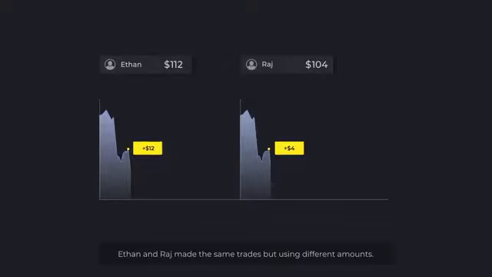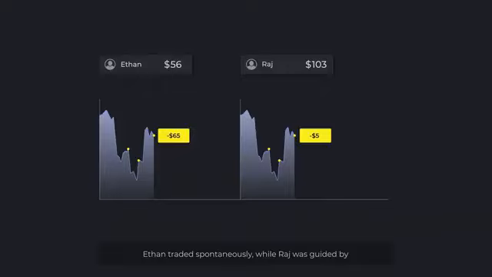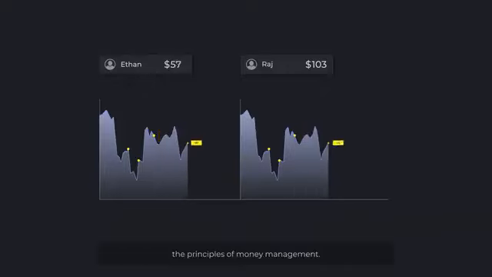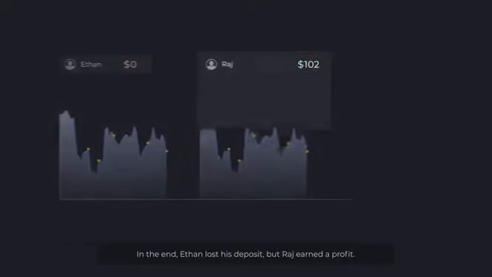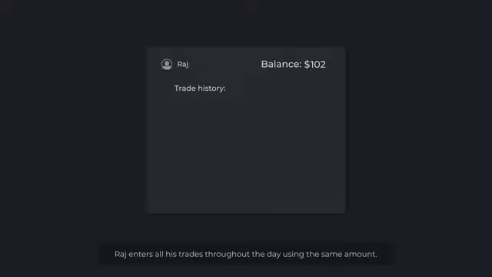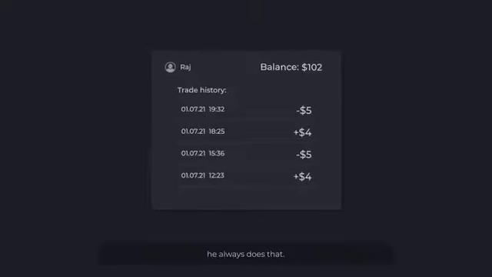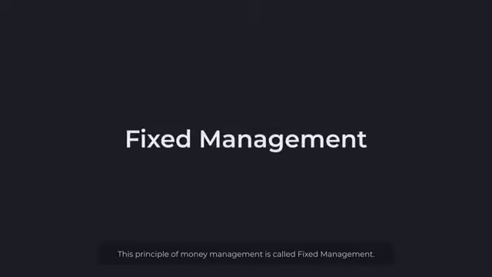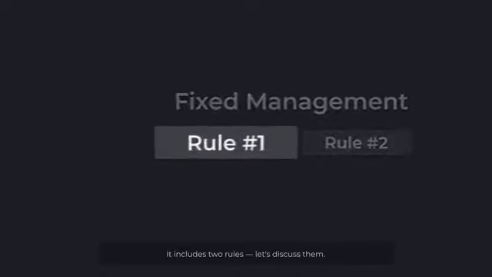Fixed management. Ethan and Raj made the same trades but using different amounts. Ethan traded spontaneously, while Raj was guided by the principles of money management. In the end, Ethan lost his deposit, but Raj earned a profit. Raj enters all his trades throughout the day using the same amount. Regardless of his account balance, whether it's $10 or $1,000, he always does that. This principle of money management is called fixed management. It includes two rules. Let's discuss them.